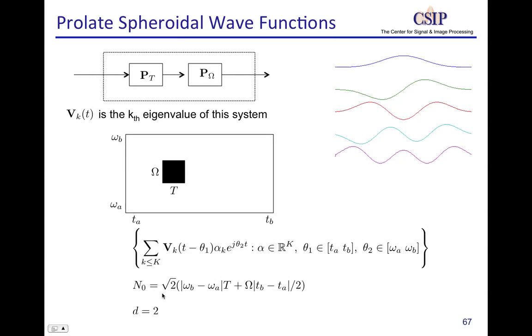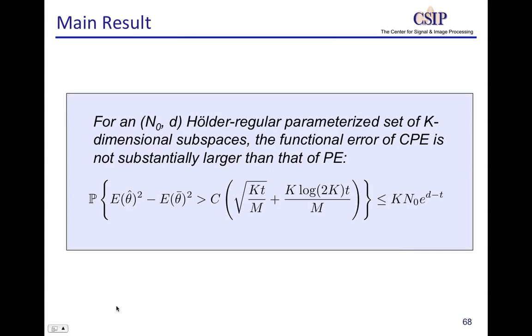And in this case, we're taking an n naught of just root 2 times, essentially, a time frequency product here and a time frequency product here, but this is over just this short time interval T and the short frequency interval omega, multiplied by the full time interval here and the full frequency interval there, and using just a d equal to 2 for these 2 dimensions of this parameter.